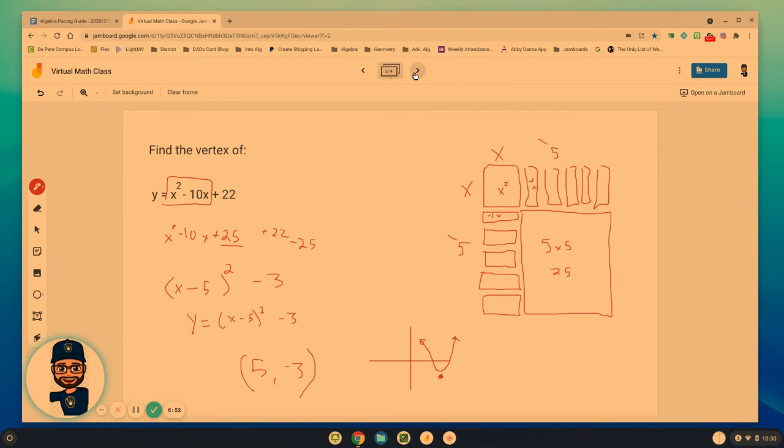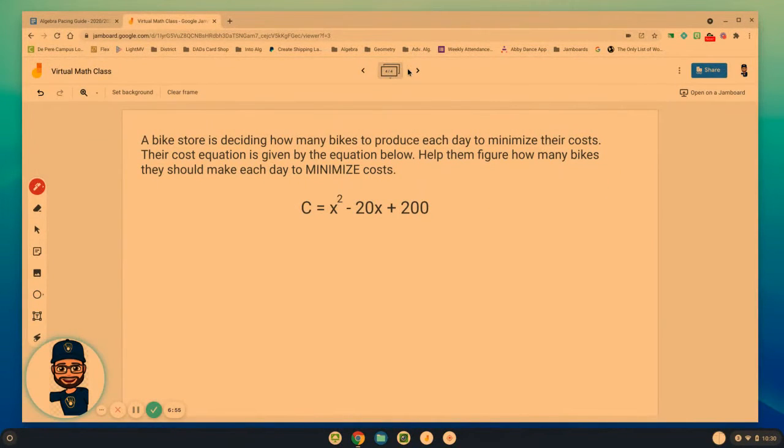Let's try a story problem. What does it look like in a story problem? So a bike store is deciding how many bikes to produce each day to minimize their costs. Their cost equation is given by the equation below. All right, it helps them figure out how many bikes they should make to minimize their cost so that they have the lowest cost possible.